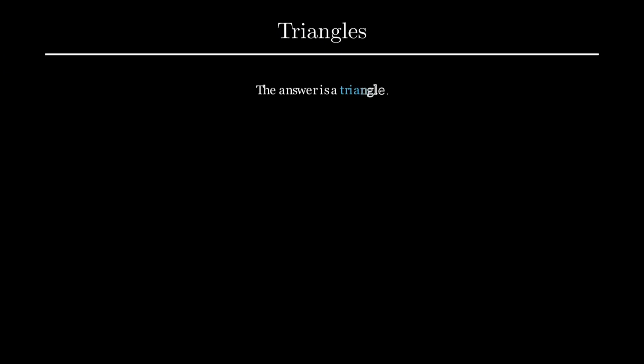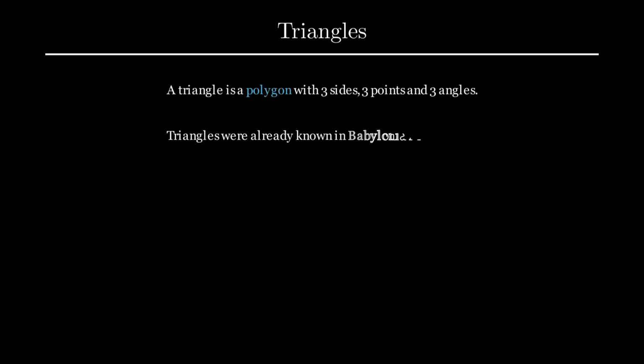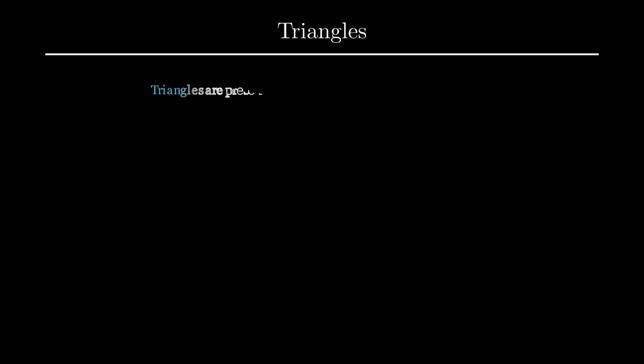The answer to that is in triangles, a shape that seems basic, but that can be found everywhere in our world. A triangle is a polygon with 3 sides, 3 points, and 3 angles. And they were already known in Babylonia 2000 years before Christ.